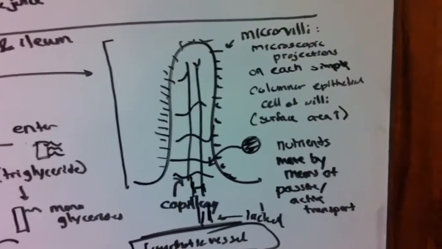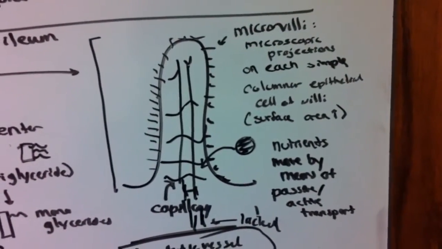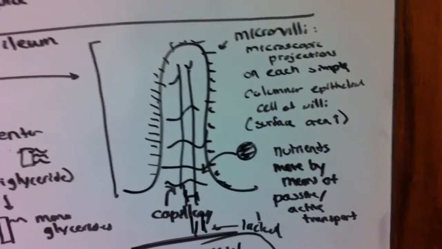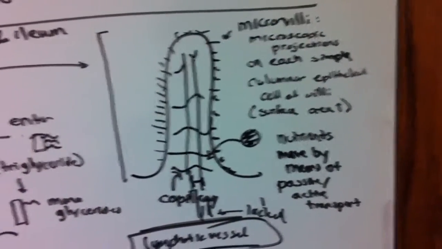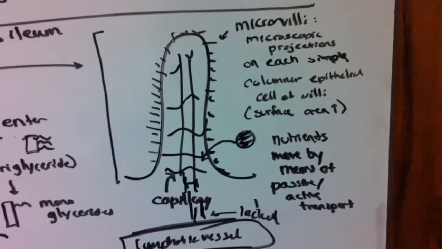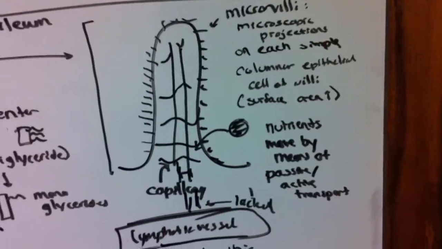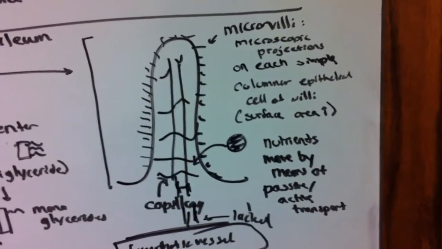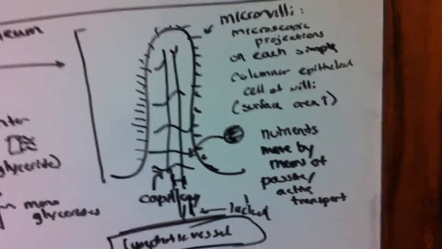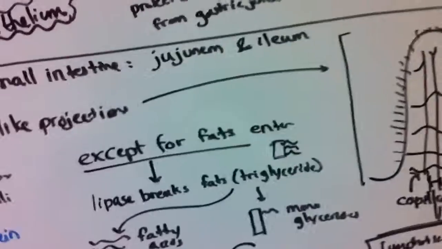Also, on the villi themselves, we have microvilli, which are basically microscopic projections on each simple columnar epithelial cell of villi, and they will increase the surface area even more. Now, it should be wise to note that the nutrients move by passive or active transport from the lumen, or the cavity, into the epithelial cell.